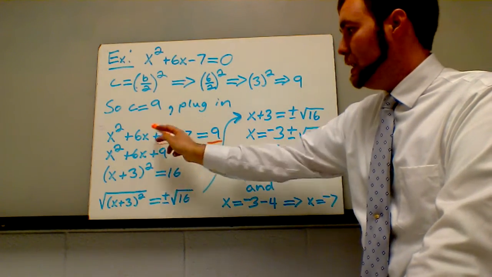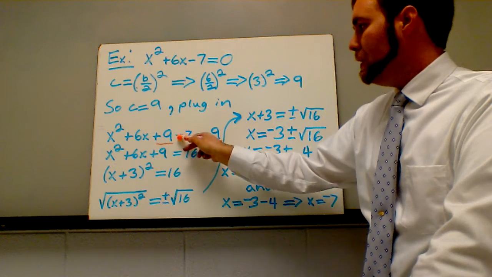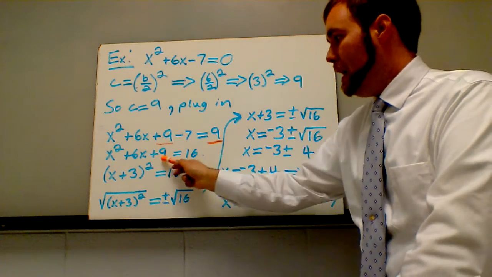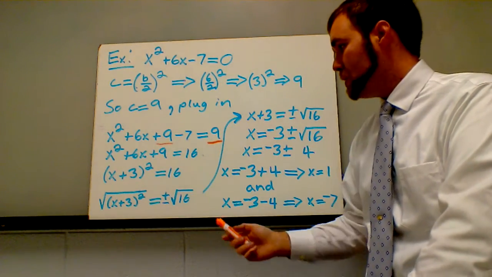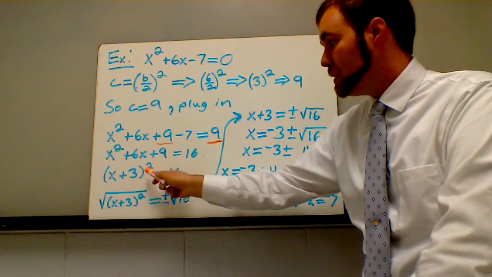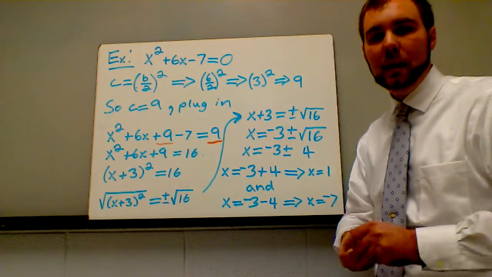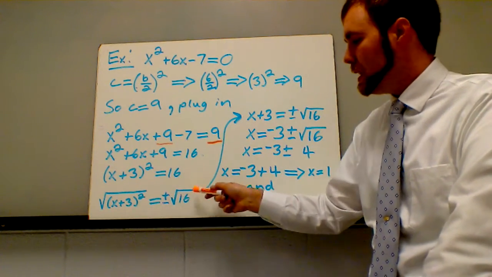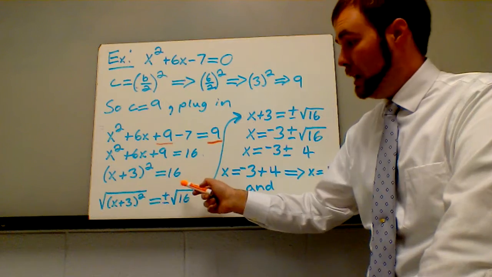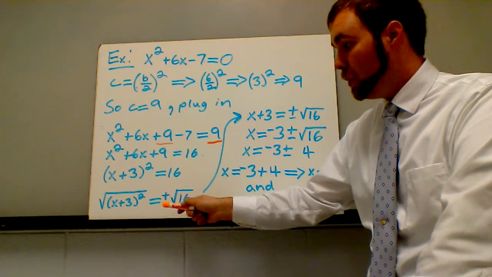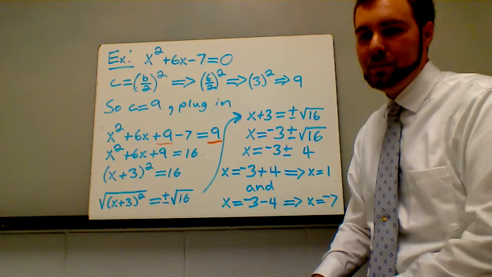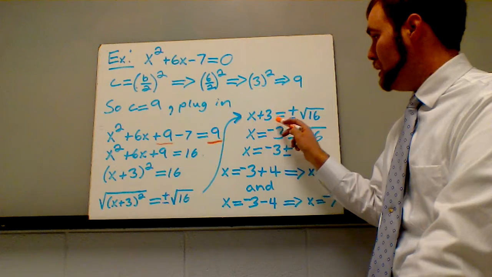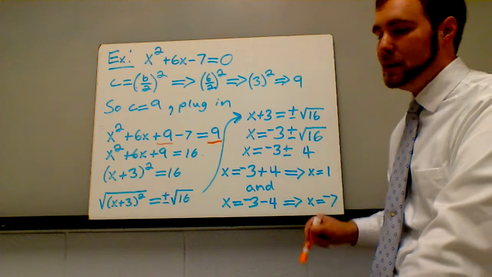My first step is to get it all by itself. So I added over 7. So 7 added to 9 is 16. And now I factor this as a perfect square trinomial, which gives me x plus 3 squared equals 16. Now I can fall back on the first chart, which was just taking the square root of both sides. Again, if I add a square root to the problem, it needs to be plus or minus the square root of 16. That leaves me with x plus 3 equals plus or minus the square root of 16.